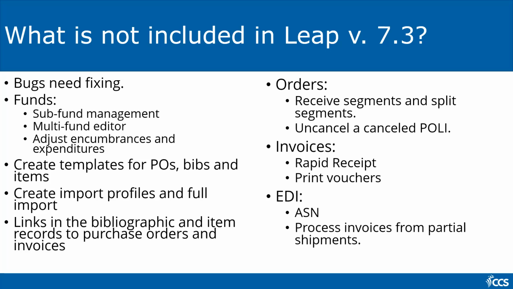Regarding orders, the abilities to receive segments and split those segments, as well as the ability to uncancel the canceled line items, have not been added. Regarding invoices, rapid receipt and printing vouchers are still missing. However, you will see a receive button in the invoices that just doesn't function yet. Regarding EDI, ASN and the ability to process the invoices from partial shipments have also not been added to LEAP.